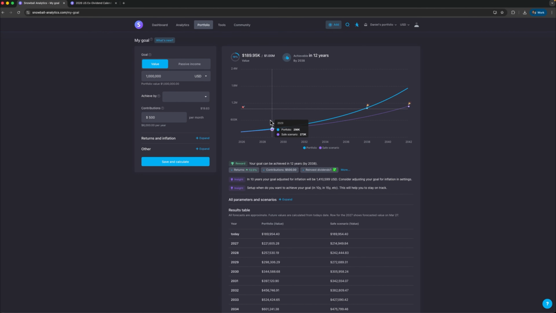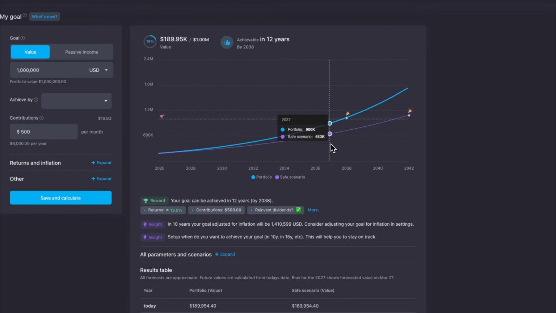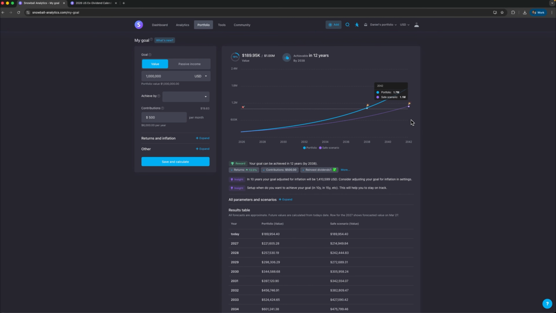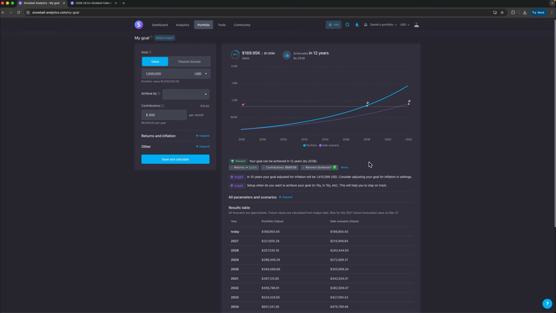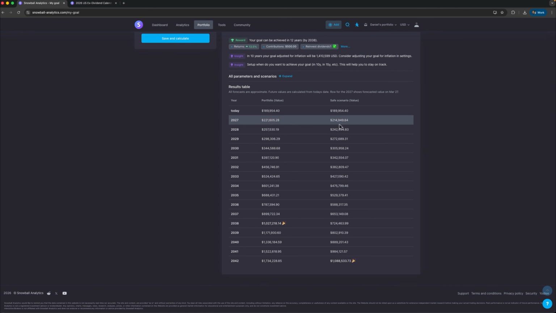There is also a section called My Goal. Here you can set a target for your portfolio, for example, $1 million or more. Based on the current portfolio dynamics, the system estimates how many years it might take to reach that target. Mates, this creates a structured, mathematical view of long-term financial goals. Instead of guessing, investors can see projections based on their current portfolio performance.